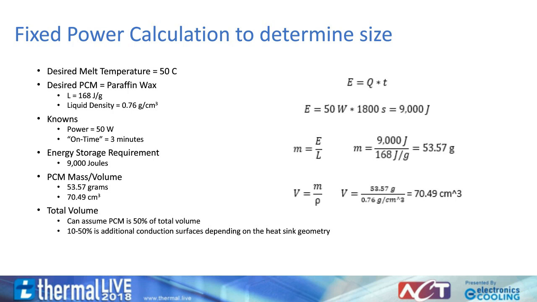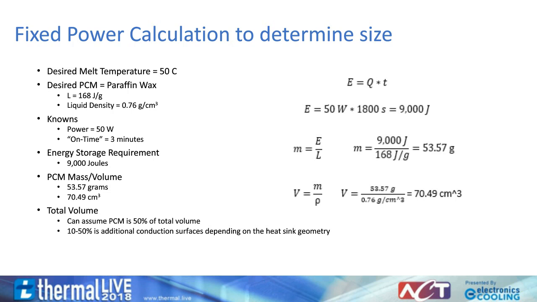In terms of volume, we need to divide the mass by the PCM's density of 0.76 grams per centimeter cubed. That leaves us with 70.49 centimeters cubed of PCM. Because the PCM we selected was a paraffin wax, which, as discussed, has poor thermal conductivity, we can assume that an additional 10 to 50% volume would be added for the conduction surfaces.